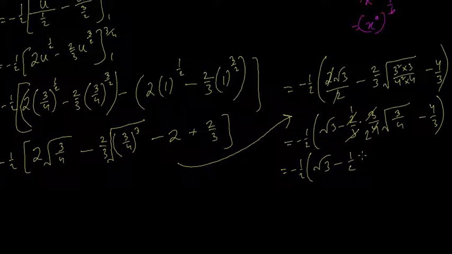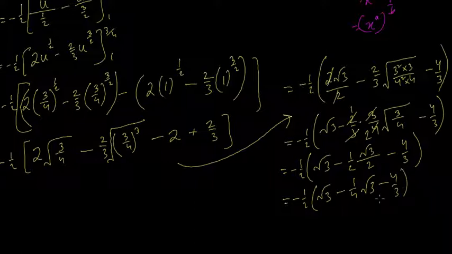So what we have here is minus 2 square root of 3 minus 1 by 2. Now square root of 3 is square root of 3, square root of 4 is 2, minus 4 by 3. So what we have here is minus 1 by 2 square root of 3 minus 1 by 4 square root of 3 minus 4 by 3. If you subtract this like algebra, for example, x minus 1 by 4x, so this would be 3 by 4. So minus 1 by 2, 3 by 4 square root of 3 minus 4 by 3.